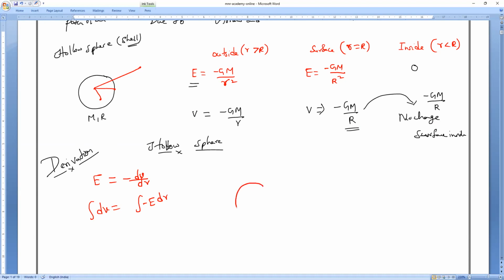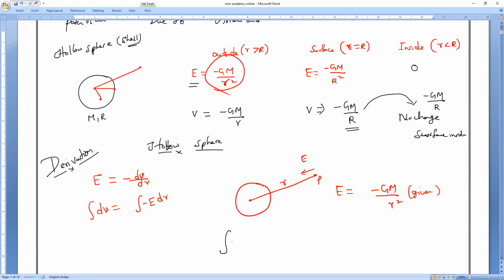Now outside I'm taking, it is a hollow sphere, so I'm taking a point outside, P. We all know that R is the radius and E is acting. E is equal to, we all know the formula already given, outside it is minus GM divided by r square. Now, if you observe very carefully, we want to find the V, the potential at this point P. So integration of dV is equal to integration of minus E dr.